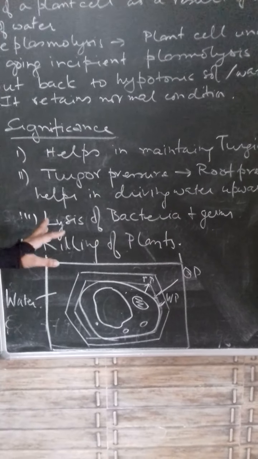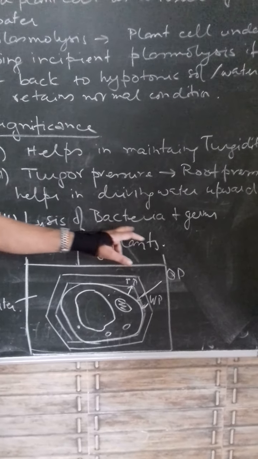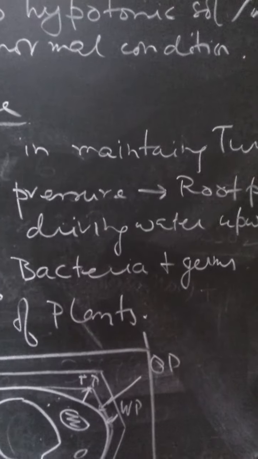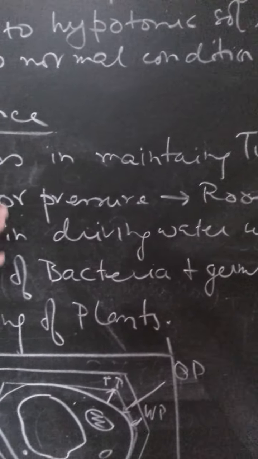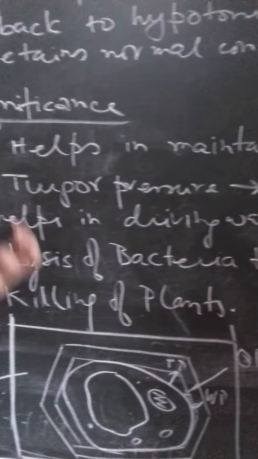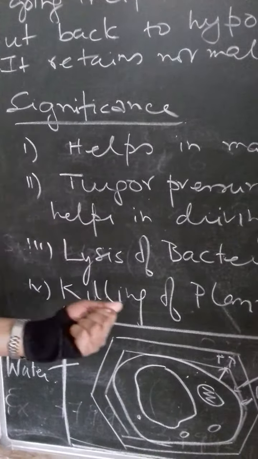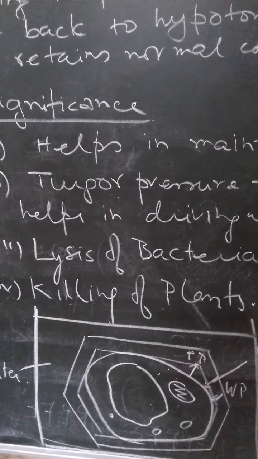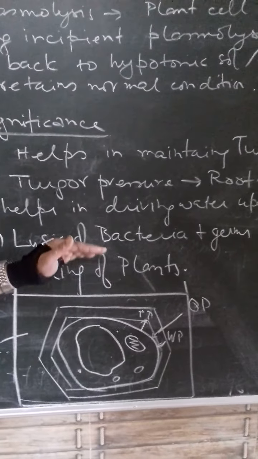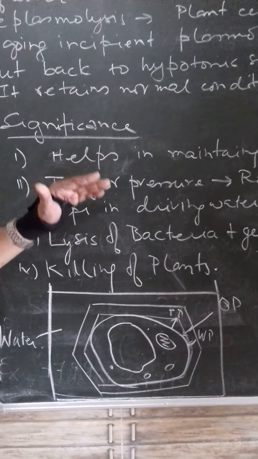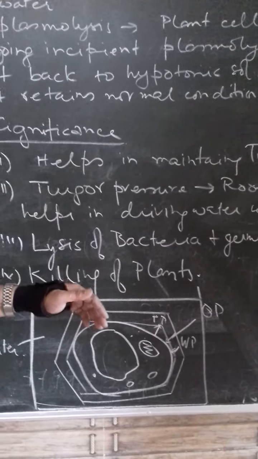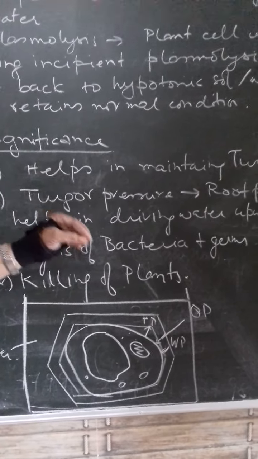Now plasmolysis also causes lysis of bacteria and fungus cells. That's why, in the case of, for example, jams or jellies or pickles, we have a high concentration of salt that keeps the bacteria and fungal cells away, because wherever they develop there, they are plasmolyzed and they do not survive.